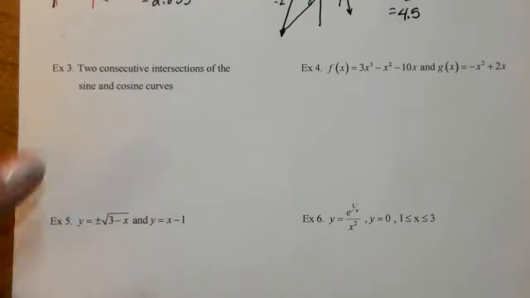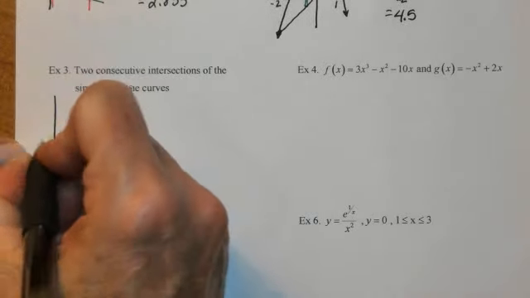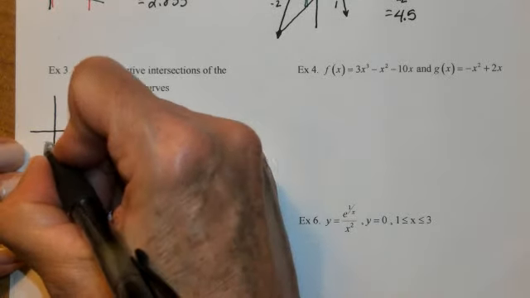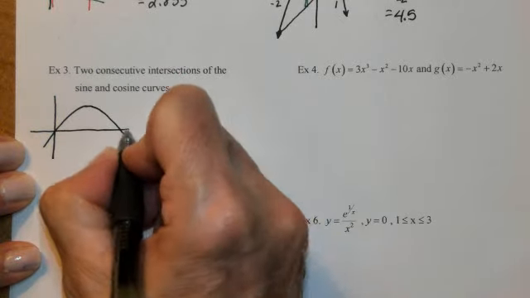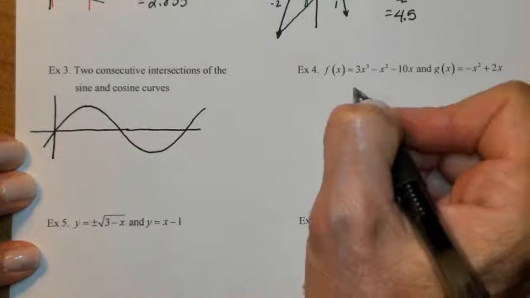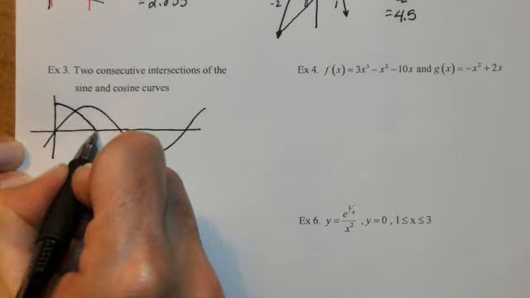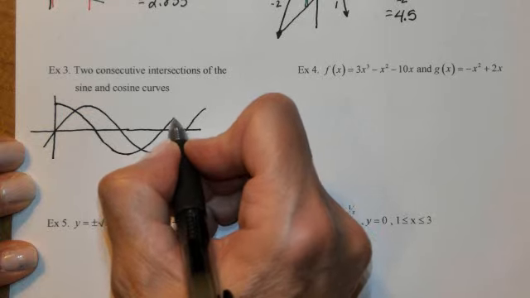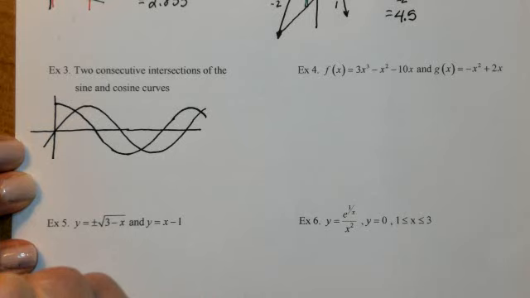Okay, example 3. 2 consecutive intersections of the sine and cosine curves. Well, we know a bit about sine and cosine, don't we? Let's draw them. Sine looks something like this, right? And it keeps going on and on. There's sine. Cosine starts at 1, doesn't it? And its shape is the same. So it does something like that. Okay, and it keeps going, right?